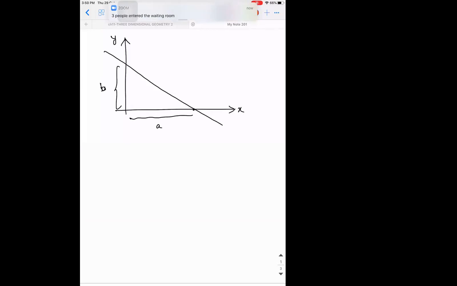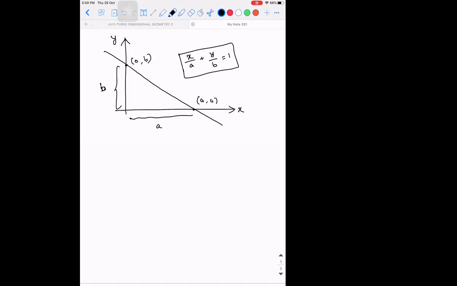So this is a comma 0, this is 0 comma b, right? So if the intercepts are a and b, then the equation of the line is x by a plus y by b is equal to 1. You guys remember this? So what do you mean by intercepts? Intercepts are the distances from the origin to the point where the line cuts the axis. Am I right? Are you guys able to understand?